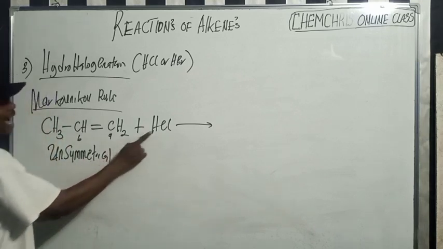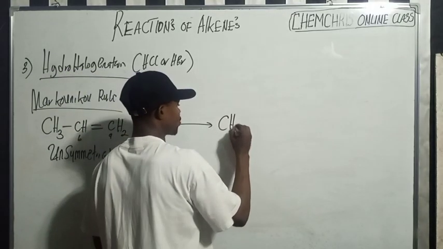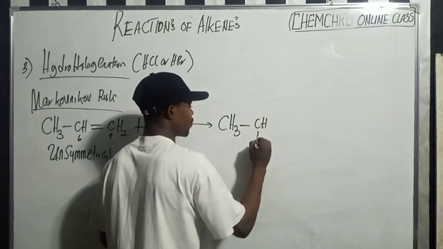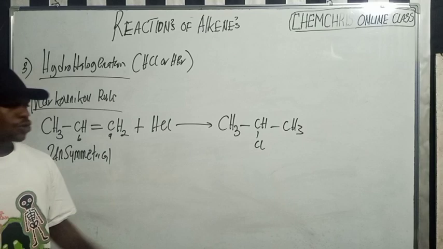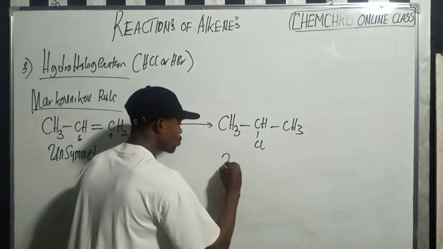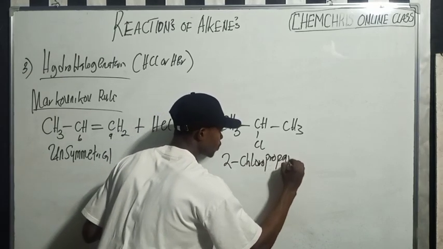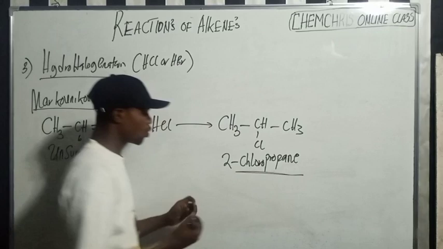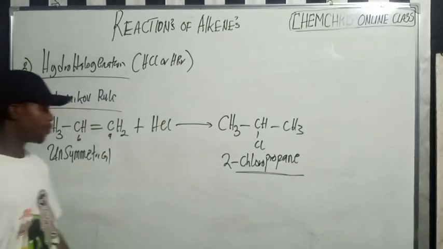So if I do that here, hydrogen will be added here, then chlorine will be added here. So here I have CH3, CH, here we have Cl, here we have CH3. Do you understand? So what is the name? The name is 2-chloropropane. 2-chloropropane. That is the name.